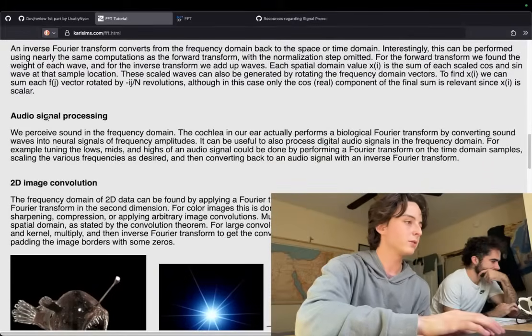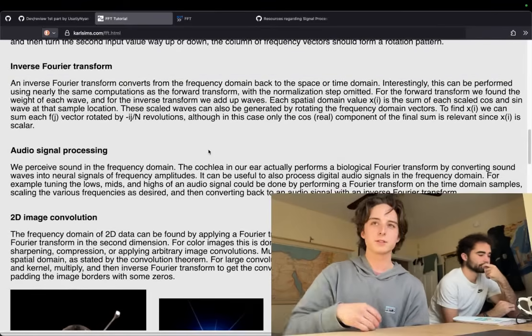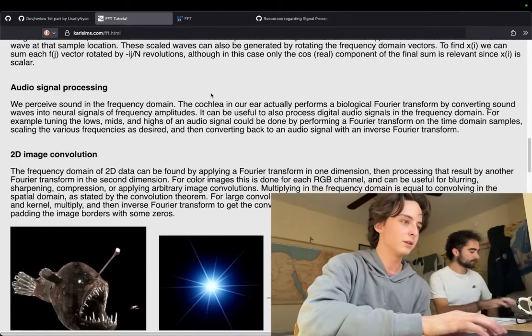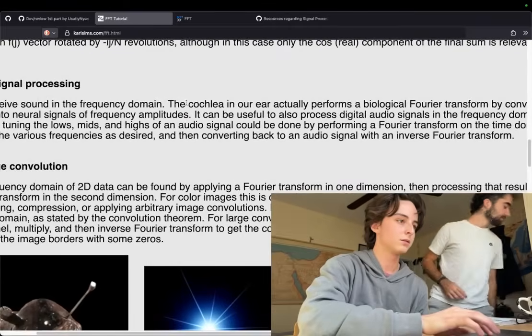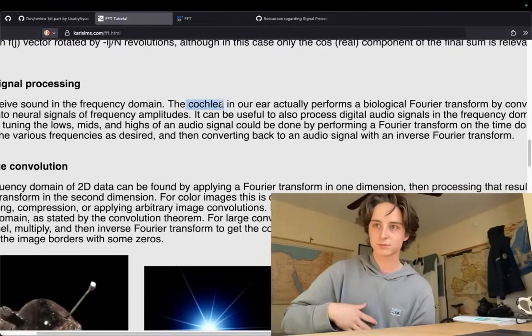Audio signal processing. We perceive sound in the frequency domain. That makes sense to me. I think I'm gonna get my headphones and then I'm gonna lock in and read this real quick and then I'll get back to you.